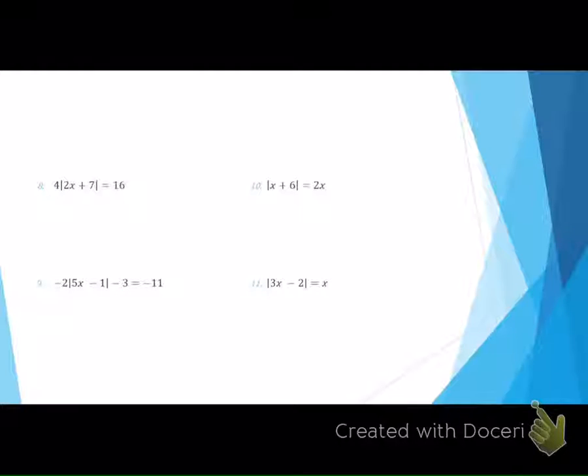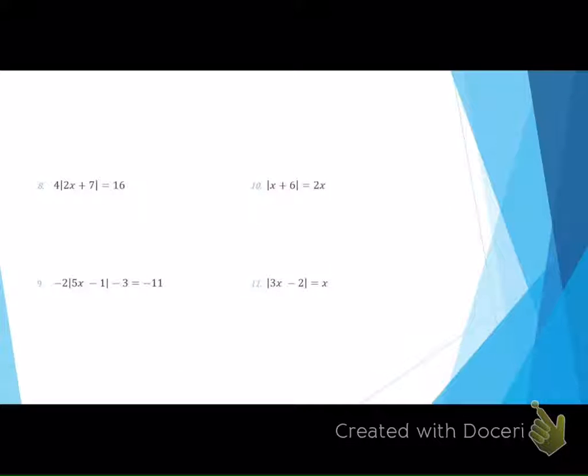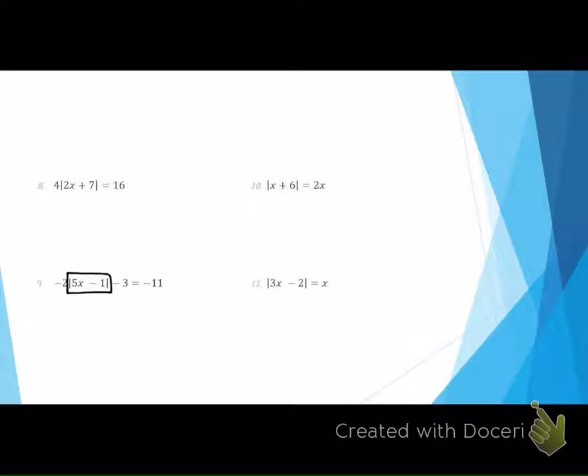Okay, so we've done one like number 8. So let's look at number 9. We're going to do a few more problems. We're going to do 9, 10, and 11. And then I'll get you guys your homework. So you have to isolate. The very first step is to isolate what's inside of the absolute value there.